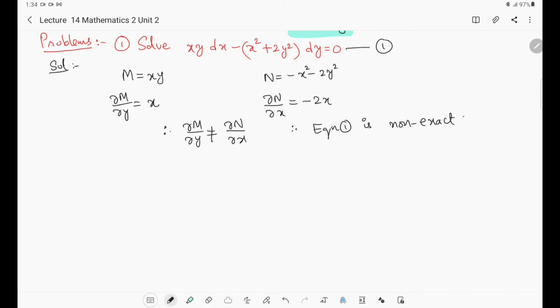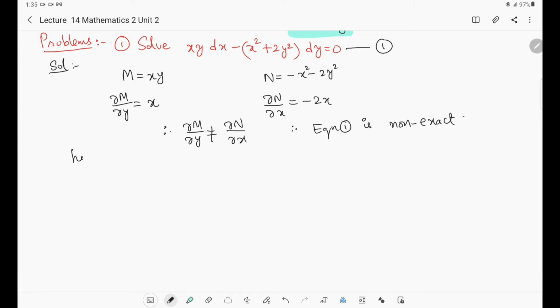So the second method is for a homogeneous differential equation. Is it a homogeneous differential equation? How to identify one? The total power of variables in each term should be the same. Here x power 1, y power 1, total power is 2. Here x power 2, total power is 2. Here y power 2, total power is 2. Such an equation is called a homogeneous differential equation, right?